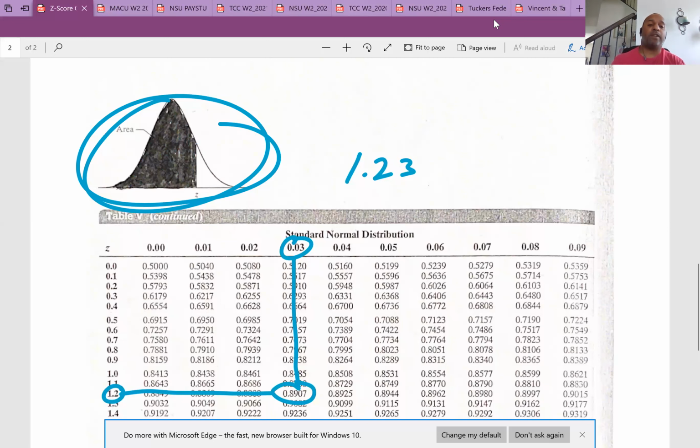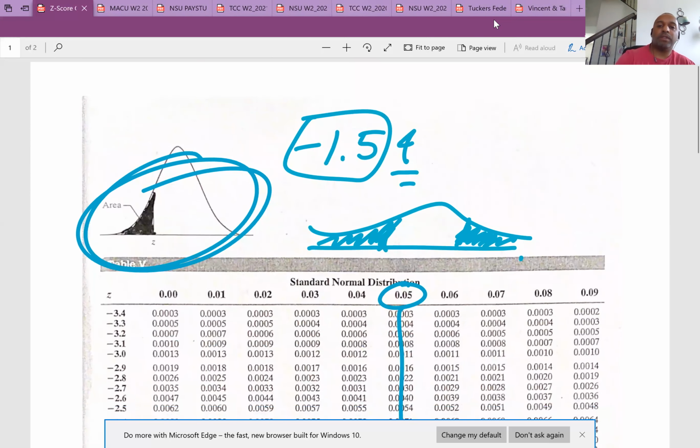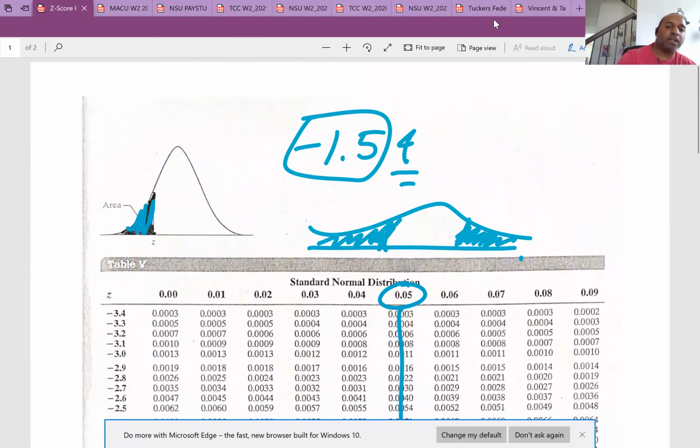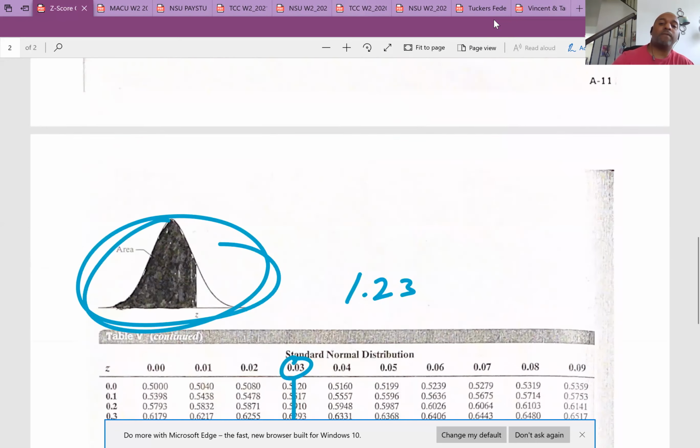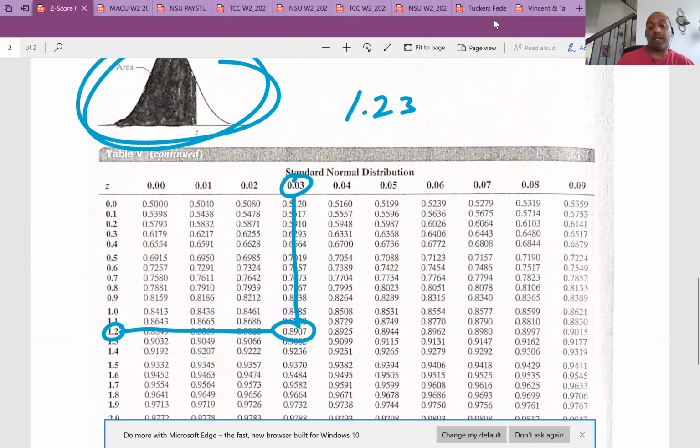So the chart value is always the amount of data that's to the left of the value you're looking at, the amount of area to the left of the value, or the percentage of data to the left of the value. It's always going to represent to the left of. So if you were to go to here, once again, notice it's shading to the left. Whatever value you get from your chart will always represent what's to the left of.